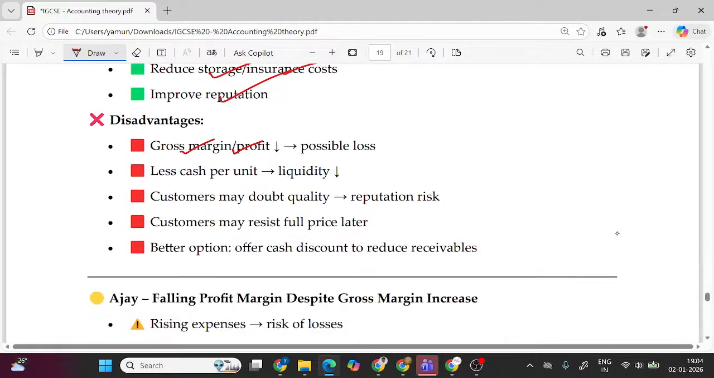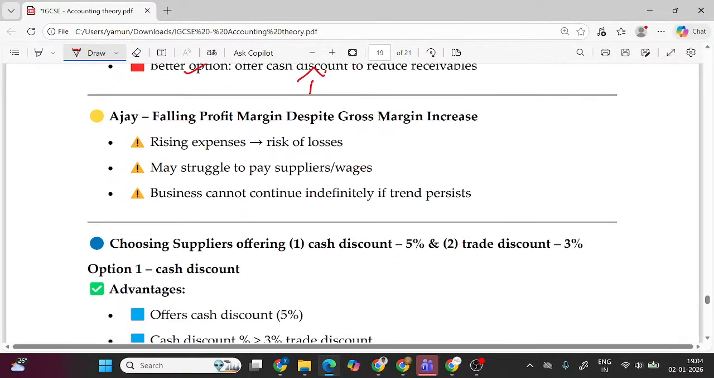Disadvantages: gross margin of profit is reduced, so there is a possible loss also. Less cash per unit, so the liquidity is reduced. Customers may doubt quality, so reputation is at risk. Customers may resist full price later, and a better option is offering a cash discount to reduce the receivables.